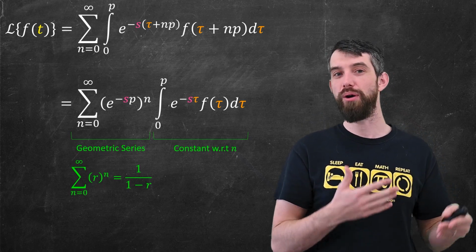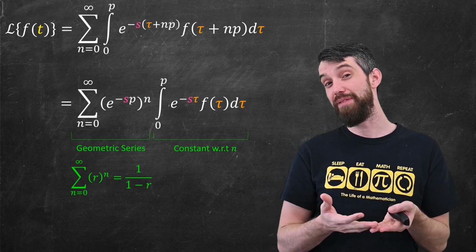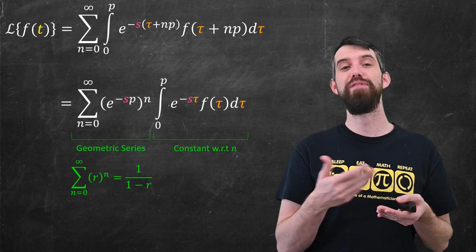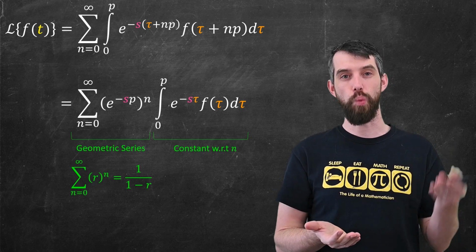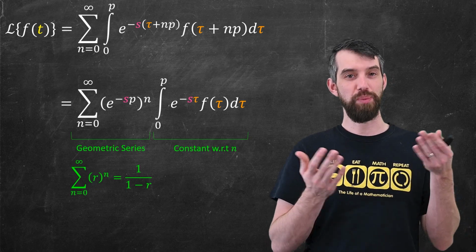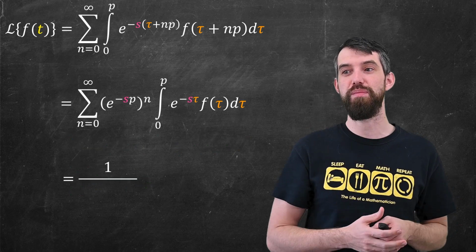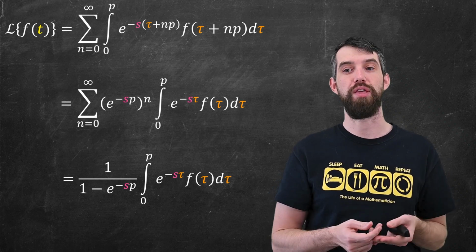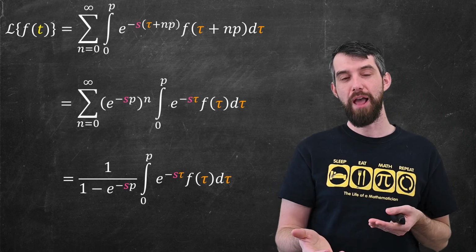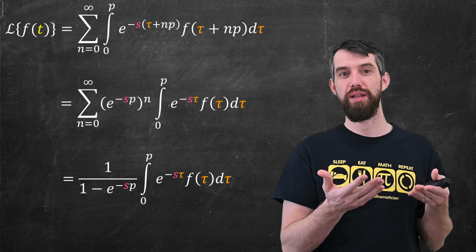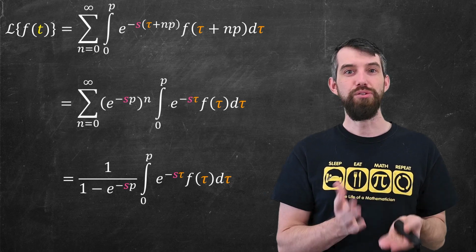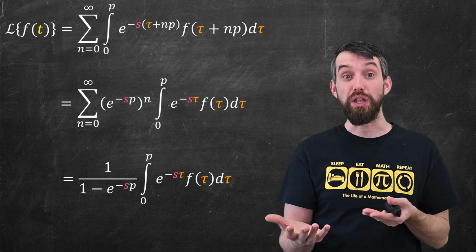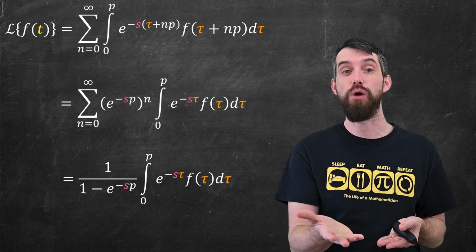This works when r is less than 1, and indeed, because I have a negative exponential here, as long as my s is sufficiently large, this negative exponential will indeed be less than 1. And so I can just replace the entire summation with this value from the geometric series, which gives me 1 over 1 minus r, or in other words, 1 over 1 minus e to the minus sp, and then multiplied by that particular integral. This integral is a proper integral. There's no infinities in it any longer. It's just something that hopefully we can do, at least if our f of tau is relatively nice.